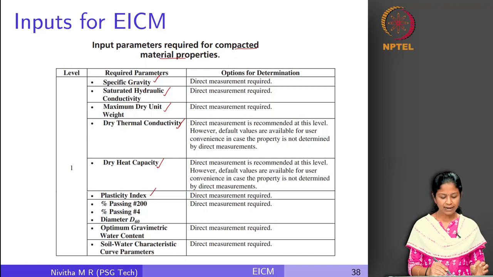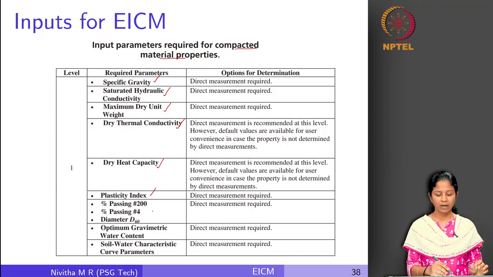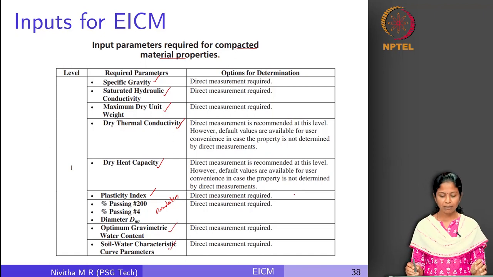We know plasticity index, and these are some properties with regard to the gradation. Percentage passing 200 sieve, number 4 sieve and D60. Again, we had seen all this in a previous lecture. And we want optimum gravimetric water content. This was also defined. And the soil water characteristics curve. So, we also have sufficient introduction to SWCC.